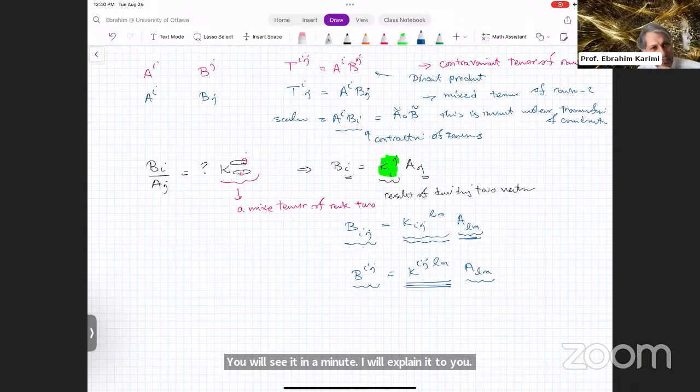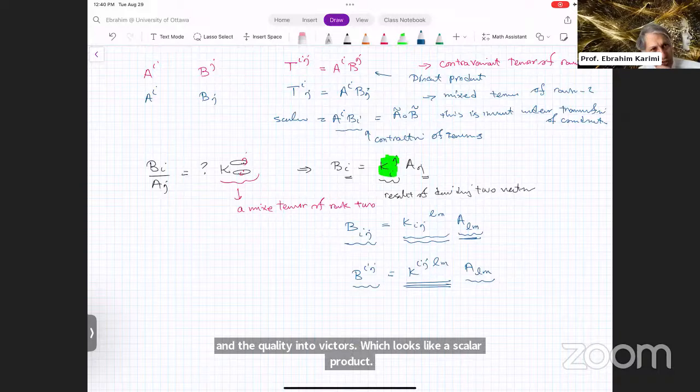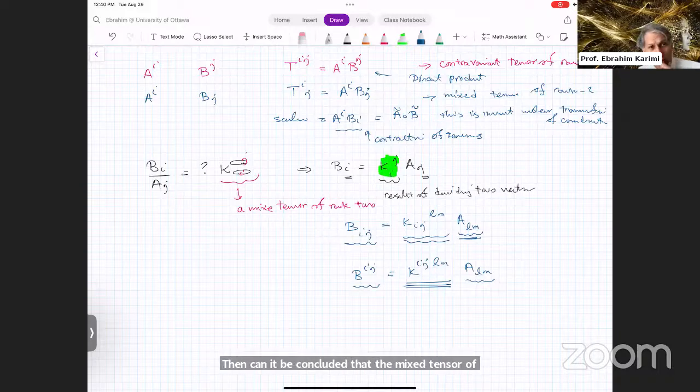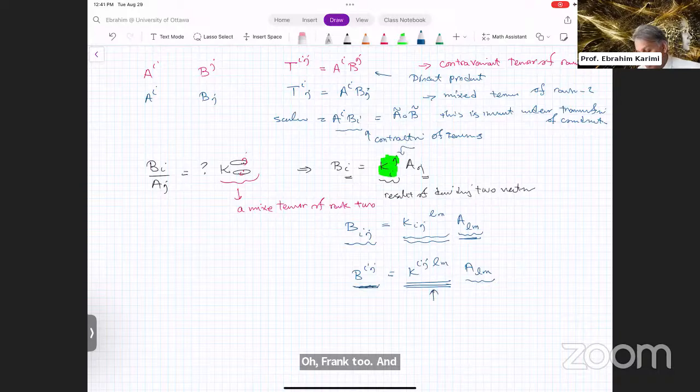Subra is asking: the mixed tensor of second rank you have written as multiplication of the contravariant and the covariant vectors, which looks like a scalar product, so can it be concluded that a mixed tensor of second rank is a scalar? No, that's not true. Maybe you feel it by coincidence, but this is not a scalar quantity. It's a mixed tensor of rank two. So you're linking a contravariant with a covariant tensor of rank two, and the result will be a tensor of rank four.